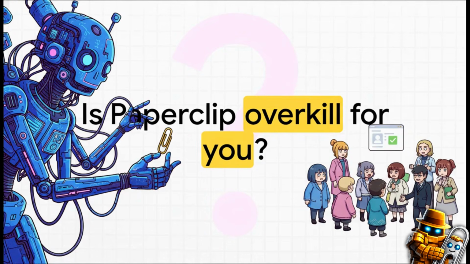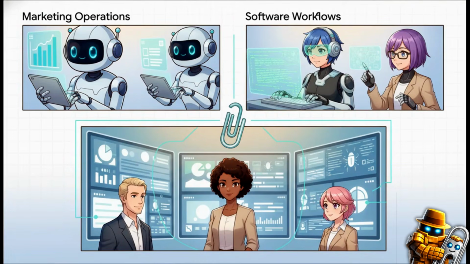So let's just put the question right out there. Looking at what it does, could this actually be overkill for what you're trying to accomplish right now? Well, probably not if you're a small business that's managing these complex, multi-step workflows. I mean, think about a marketing team where one agent does market research, another writes the copy, and a third one handles the SEO. Or imagine a software team, where you have agents for coding, others for writing docs, and still others for reviewing bug reports. It's really built for these kinds of coordinated, multi-agent operations.